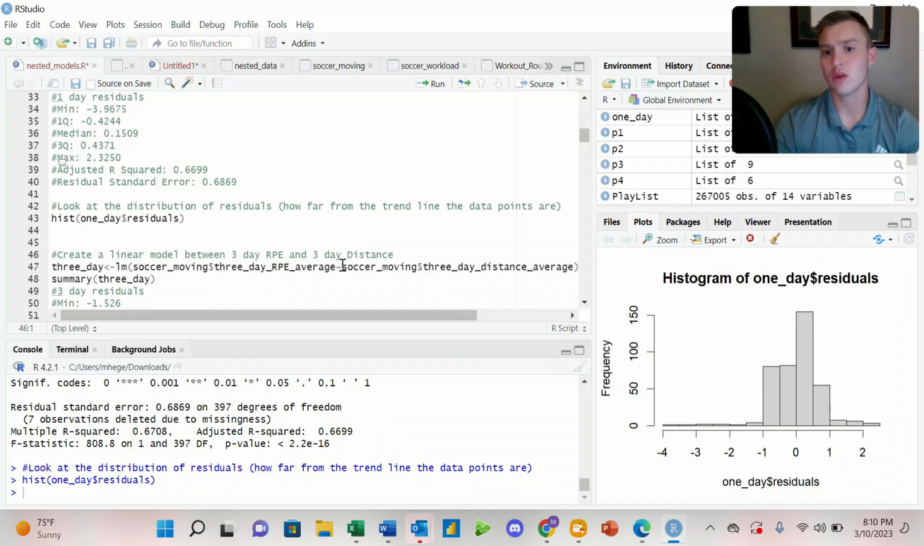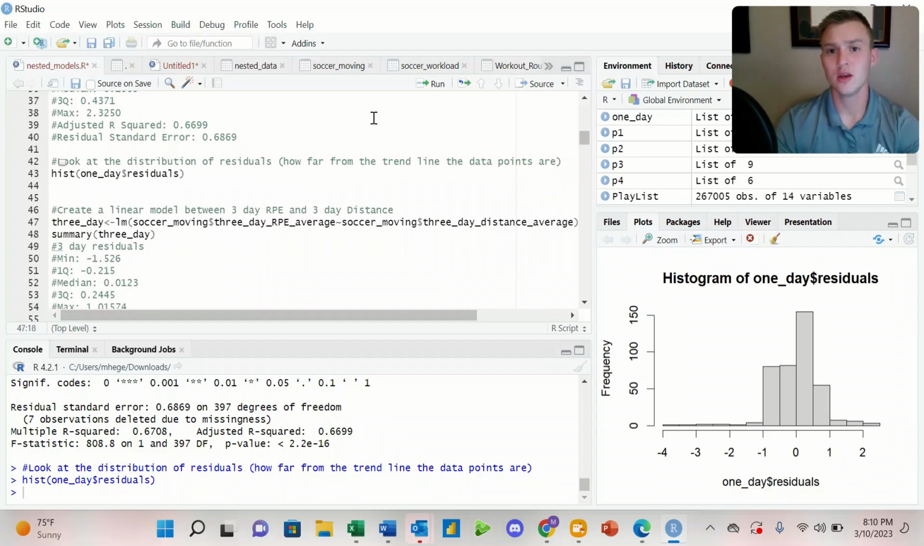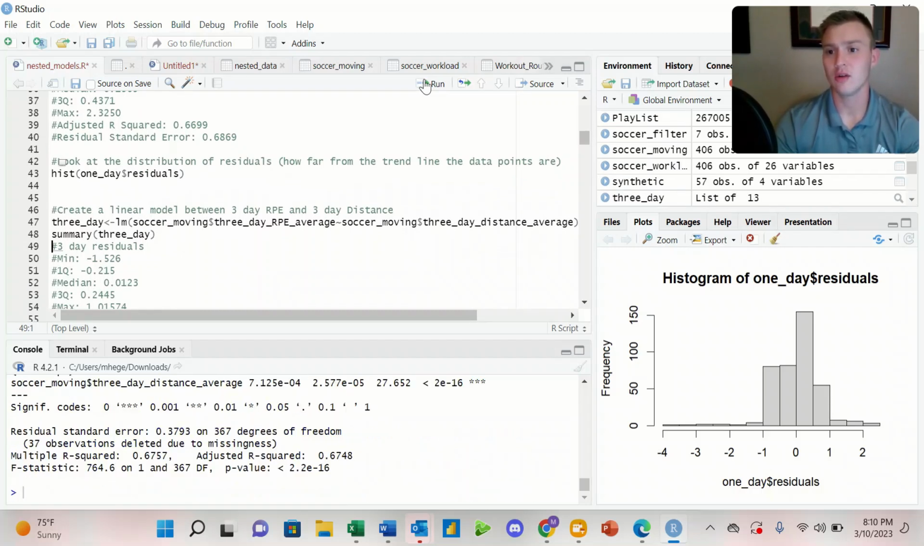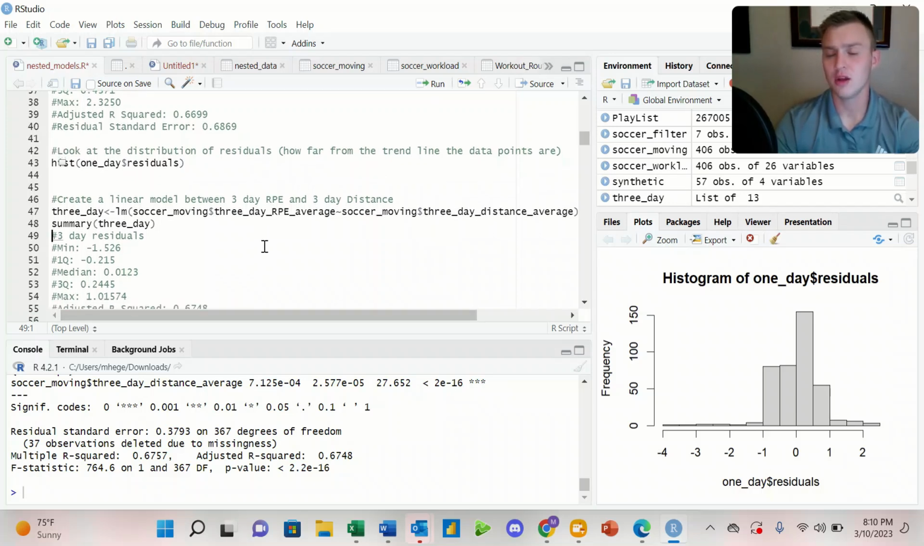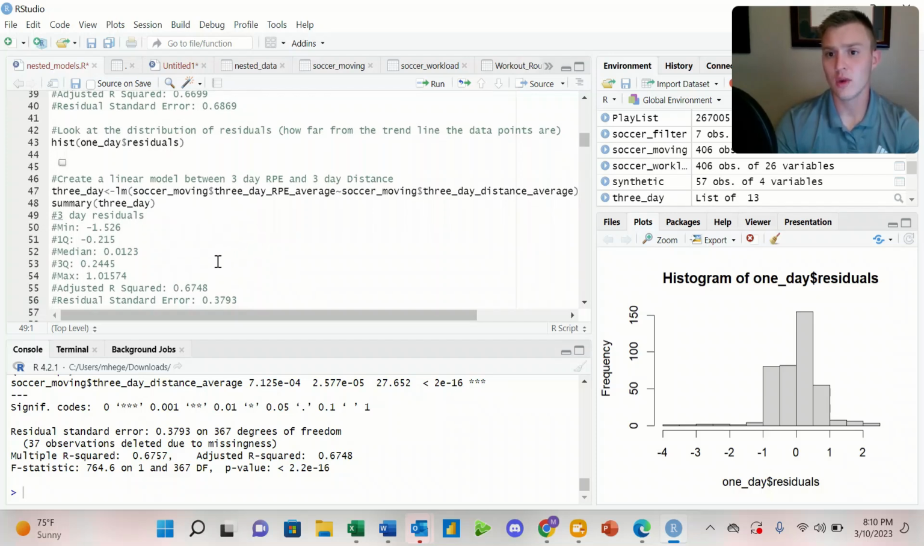We're going to go ahead and run the same thing for our 3-day RPE and 3-day distance. So when I run these two lines and run the summary of the 3-day model, again, I've gone ahead and plotted some of the important features that we want to take a look at. Our adjusted R-square is 0.675, so a little bit larger.